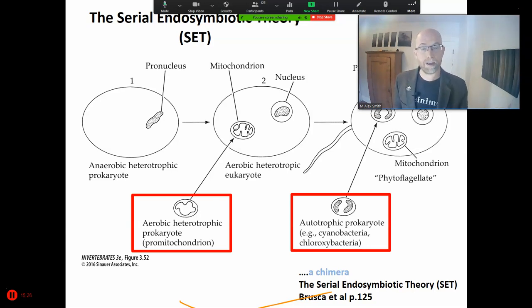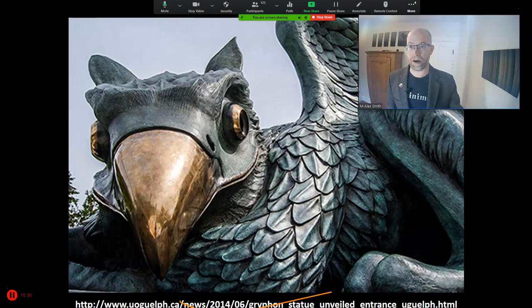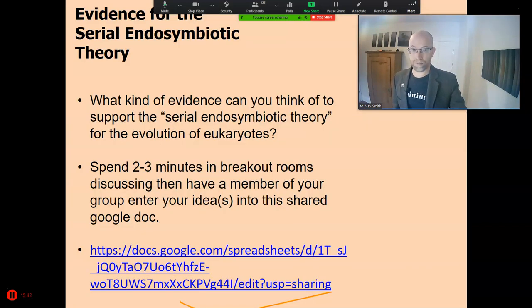Now, a chimera, as University of Guelph students, you're familiar with chimeras, this kind of chimeric hypothesis, because your griffin is kind of a chimera, a combination of, I don't know, a lion and a chicken, whatever that is. And what I'd like you to do, since you're likely familiar with this hypothesis already, is tell me about the evidence that you know already about this.